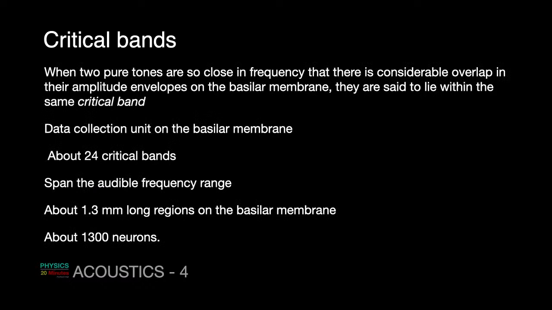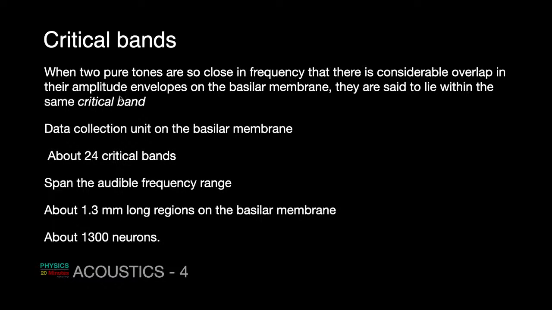I go back to the slide which I had left. This revises the critical bands: when two pure tones are so close in frequency that there is a considerable overlap in their amplitude envelopes on the basilar membrane, they are said to lie within the same critical band. One critical band can be imagined as a data collection unit on the basilar membrane. Remember, there are no physical bands available. The basilar membrane is one long continuous structure. There are no physical divisions, but by experimentation and theorization, we have divided it into bands.